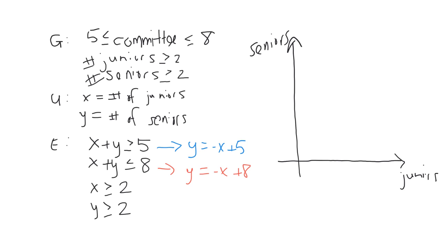To graph the first 2 inequalities, I've converted them into y equals form so I can see the associated equations. So you'd see that the blue line has a y-intercept of 5 and a slope of -1. So it would look something like that. The red line has a y-intercept of 8, and it has a slope of -1 as well. So that will look something like this.